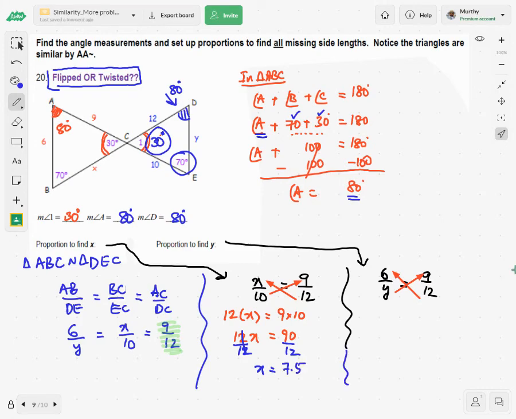In the same way, to find y, let's go for cross multiplication. 6 times 12 equals 9 times y, so 72 equals 9y. You know how to isolate y. I'm dividing by 9 on both sides. y equals 72 divided by 9, which is 8. So these are the values of x and y. Oops, I'm sorry, it is the y value is 8 and the x value is 7.5.